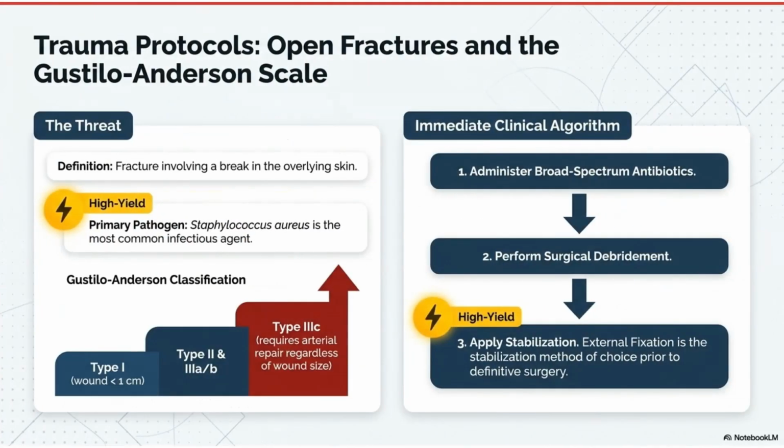Open fractures involve a break in the skin, with Staphylococcus aureus as the primary infectious agent. The Gustilo-Anderson classification, with type IIIC requiring arterial repair, guides management. The immediate clinical algorithm involves administering broad-spectrum antibiotics, surgical debridement, and applying external fixation for stabilization.